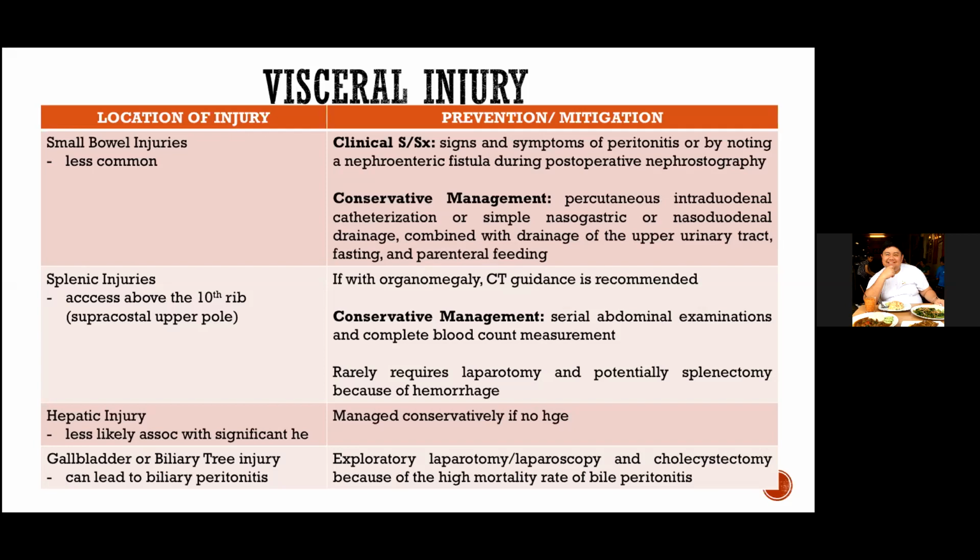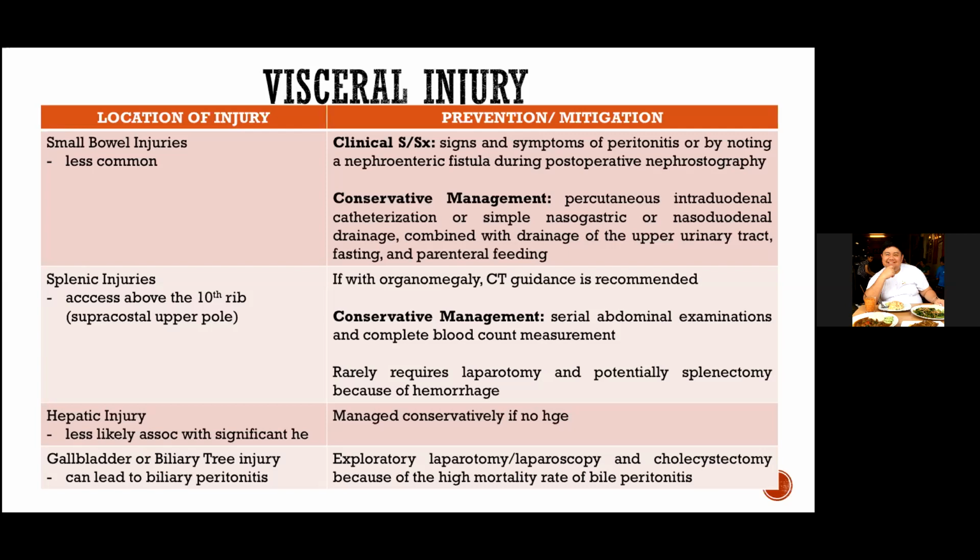So for intestinal injury, for the conservative management, it would always be a separate drain for the intestines and a separate drain for the upper urinary system for the fistula to heal, and then bowel rest should also be employed. Splenic injuries: so, access above the 10th rib.